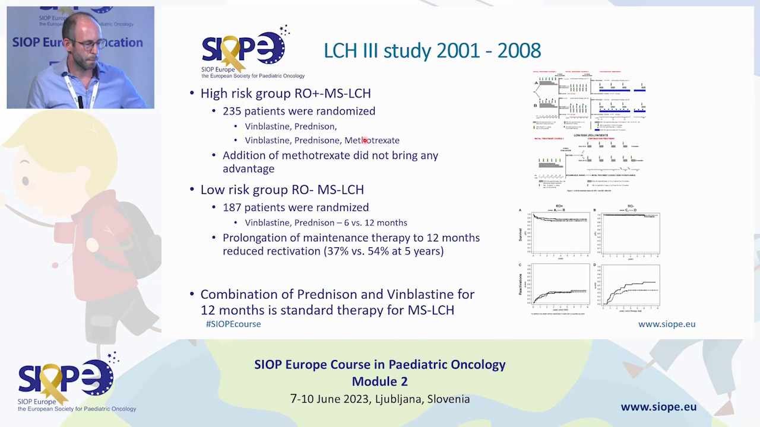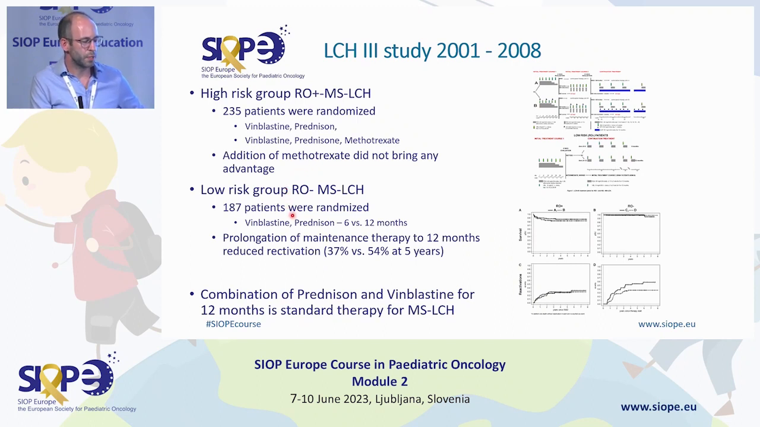In the third study, the LCH-III study, patients were divided into 2 groups: a high-risk group with risk organ involvement and a low-risk group. In the high-risk group, patients were treated first with 6 weeks of vinblastine and steroids. Those who did not achieve complete remission continued with another 6 weeks of vinblastine and steroids, and then with maintenance therapy. Patients were randomized to receive vinblastine and prednisone, or vinblastine, prednisone, and methotrexate. In this study, the addition of methotrexate did not bring any advantage.